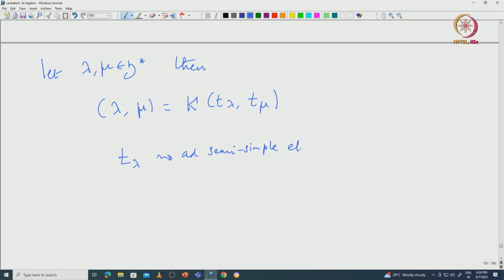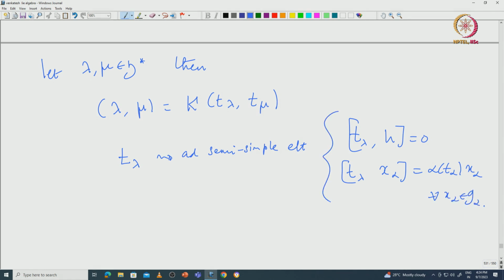So, this is the adjoint semisimple element and how it acts. T lambda acts on H as 0 and then it acts on x alpha as just alpha of T alpha times x alpha, and this is true for all x alpha inside G alpha. So, using this you can see that kappa of T lambda, T mu is given by the trace of ad T lambda times ad T mu.